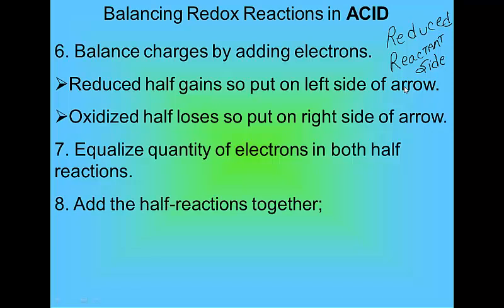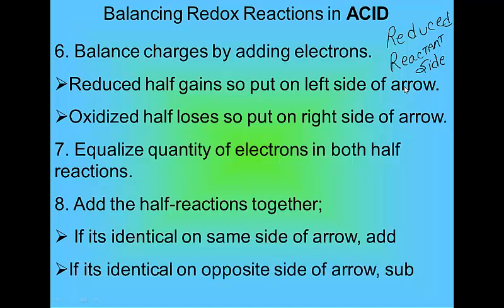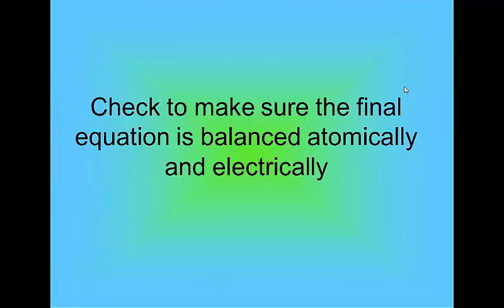Add the half reactions together. Remember, if it's identical on the same side of the arrow, add them up. If it's on opposite sides of the arrow, subtract. Finally, and always check your work, your final product, using the half reaction method of balancing for redox, will always be atomically and electrically balanced. So we're going to do examples.